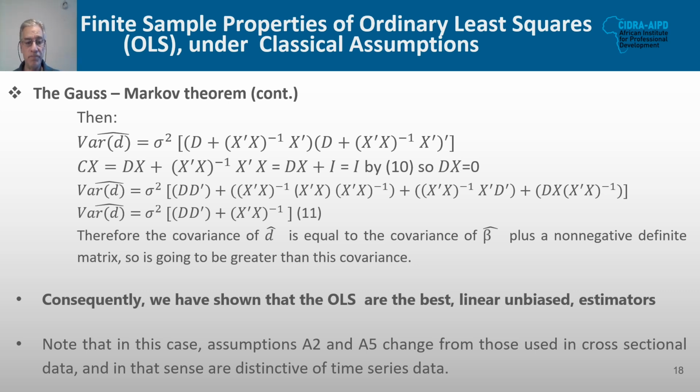So, CX, as we saw in the last slide, is equal to the identity matrix. But CX equals DX plus X transpose X inverse X transpose X. And that means that DX plus the identity matrix has to be equal to the identity matrix by equation 10. So DX has to be equal to 0. DX vanishes.